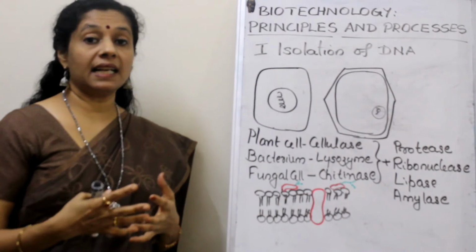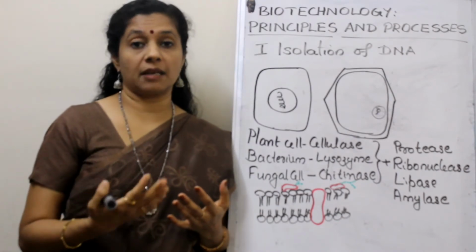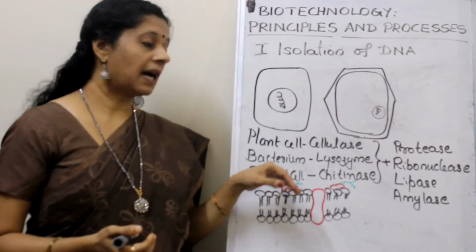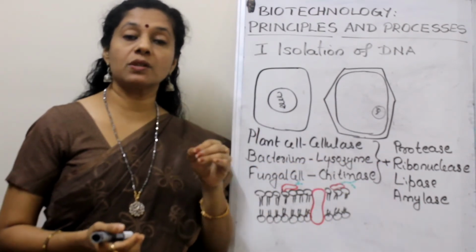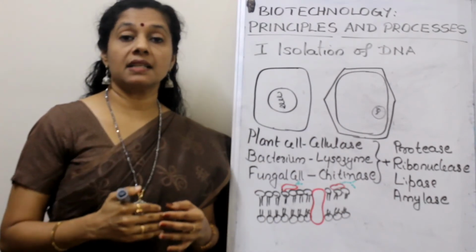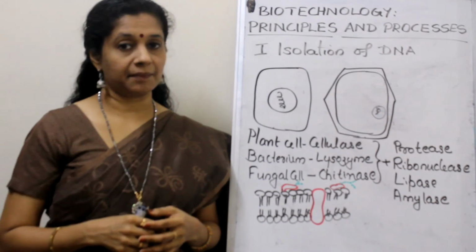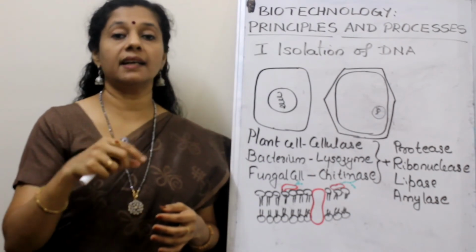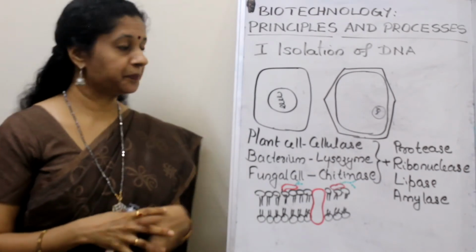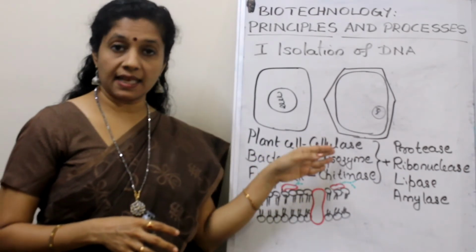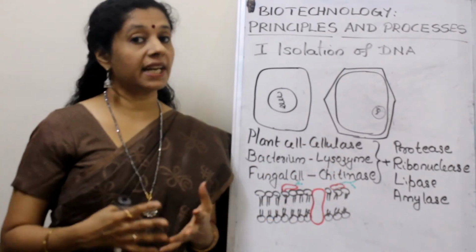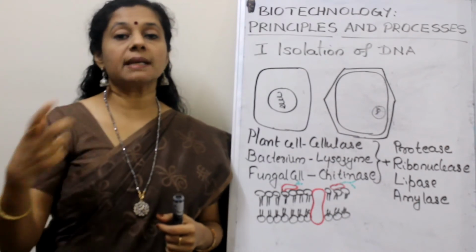Then antibacterial enzyme, we have learned about lysozyme, the antibacterial enzyme present in the saliva, right? So lysozyme can be used for breaking the wall of bacteria. And if it is a fungal cell, we can use chitinase enzyme. Chitin is the polysaccharide that makes up the wall of the fungus, so chitinase can be used. After treating the cell with any of these, depending on the requirement, we have to homogenize the cell, means make it into subcellular particles.